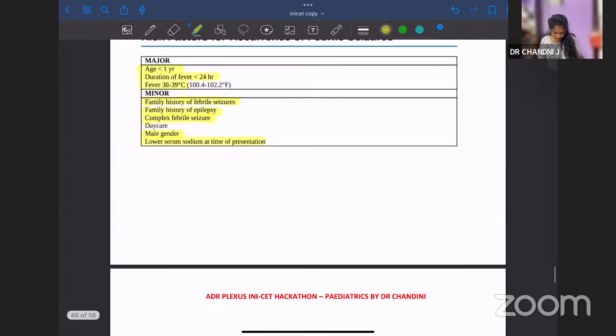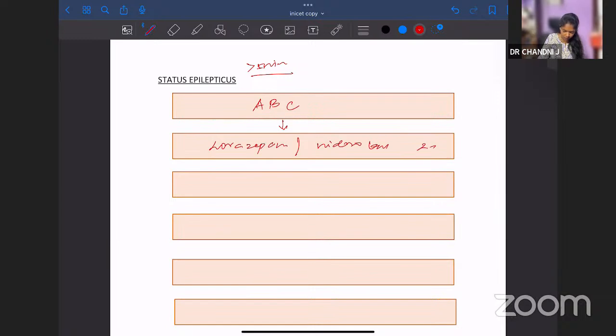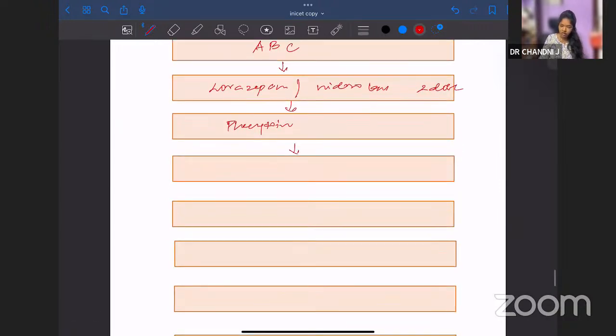Okay. Next. Coming to status epilepticus. When do you call it status epilepticus? When the seizure lasts for more than 5 minutes, you call it status epilepticus. What to do? In any emergency, I told you, what is that? ABC. Airway, breathing, circulation first. Next, you will give injection lorazepam or midazolam, up to two doses. Next, not settling, then you can go to phenytoin or fosphenytoin.